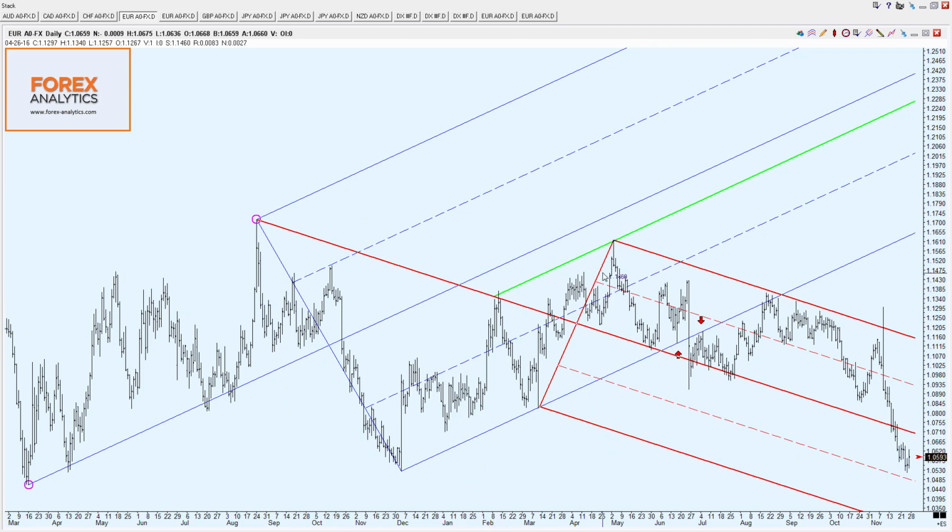And look what we've got here. We've now got a fork to the downside. All of a sudden, we start picking up support at the median line. Okay, you can see all this support in the line here. We move up from there. Where do we find resistance?